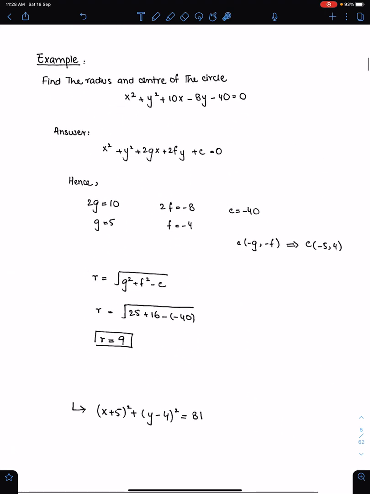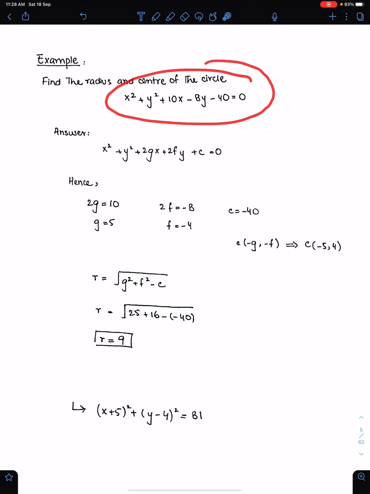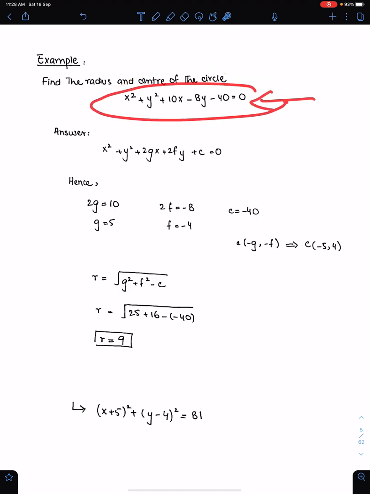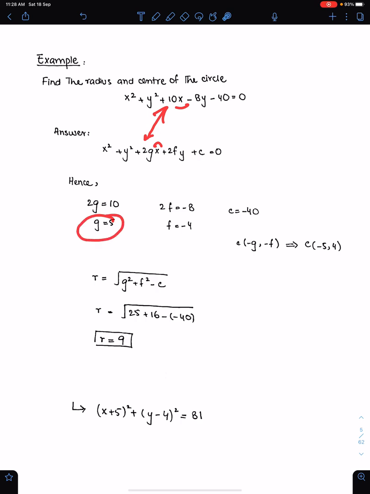This is an example of the expanded form of the equation of a circle. Since this equation is in the expanded form, we need to compare this equation with this equation to get the coordinates of center and radius. So by comparing the coefficients of x of both the equations, we can get the value of g, which is 5. And by comparing the coefficient of y of both the equations, we can get the value of f, which is -4, and c is -40. And this is the formula of the radius. By substituting the values of g, f and c here, we can get the radius.